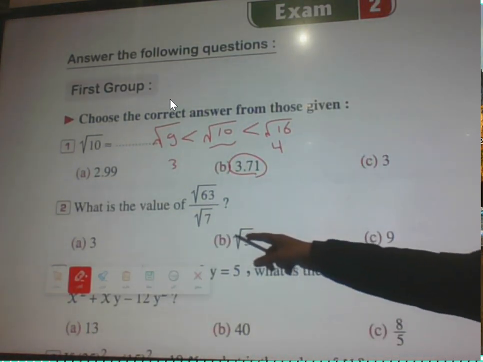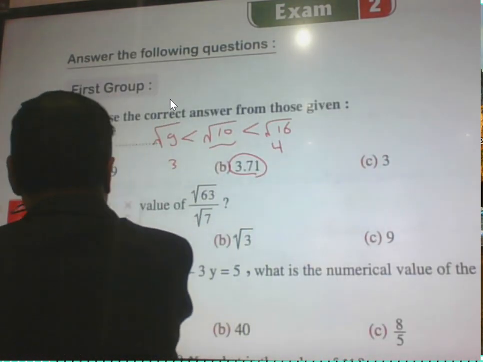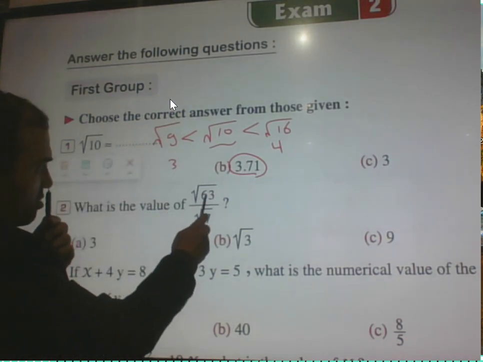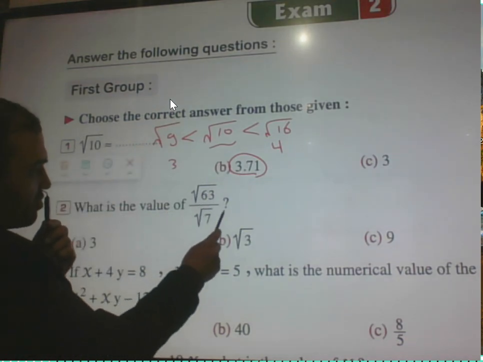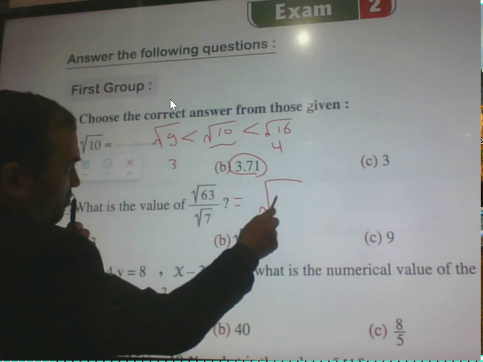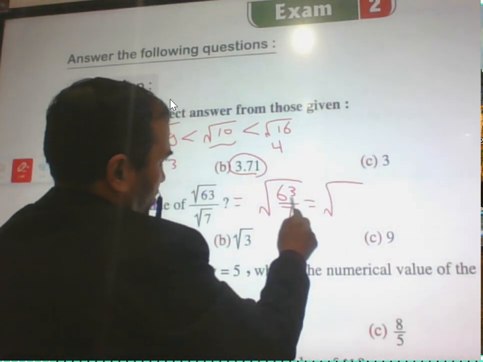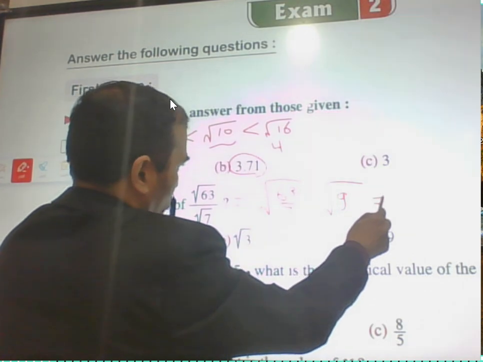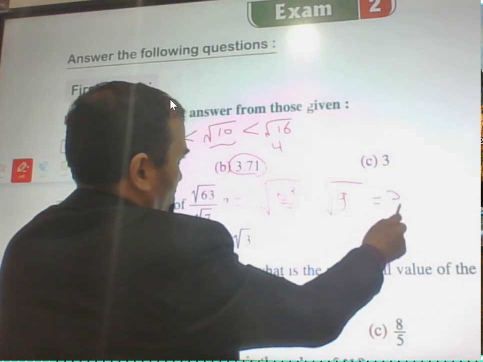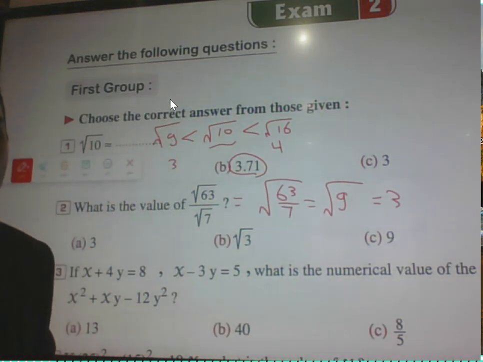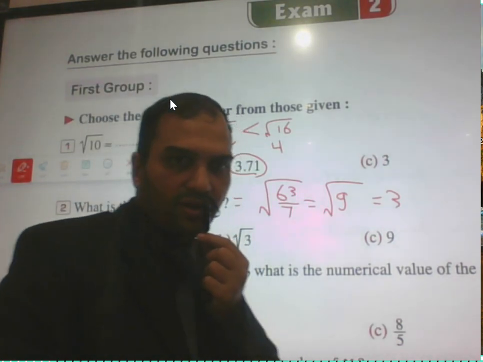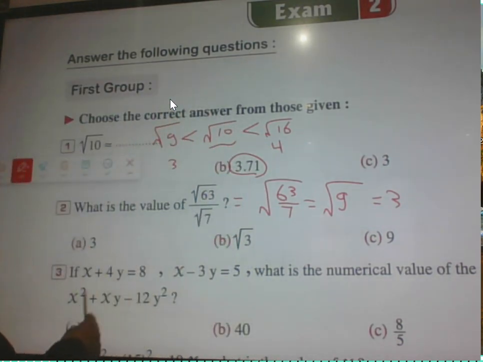What is the value of this fraction? Square root of 63 over square root of 7. We can write here square root of 63 divided by 7. 63 divided by 7 is 9. Square root of 9 equals 3. Then the answer here will be 3. Okay, understood? Then the answer will be 3. Choose letter A. Next question.